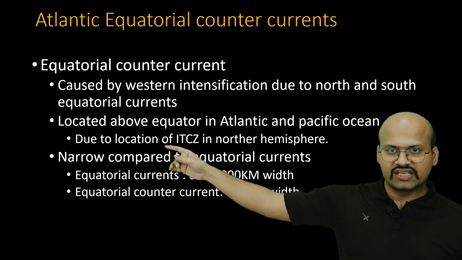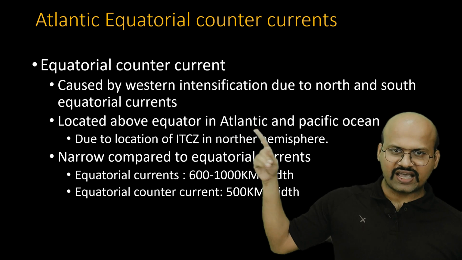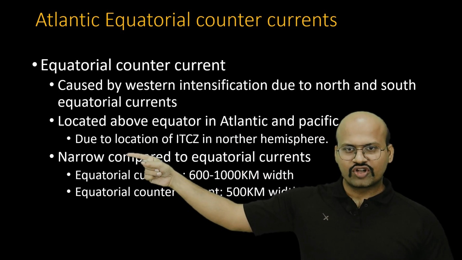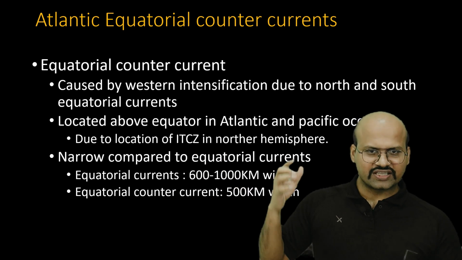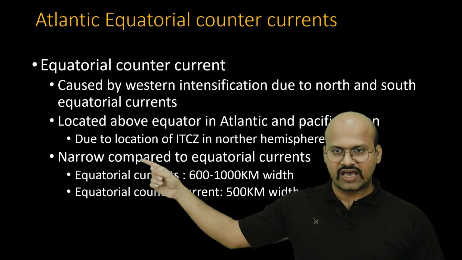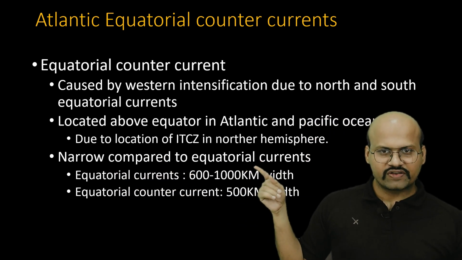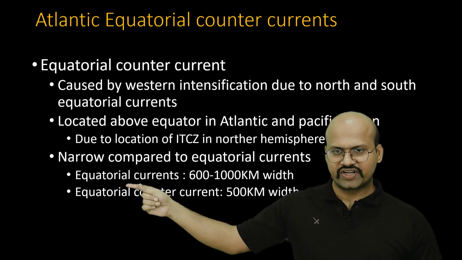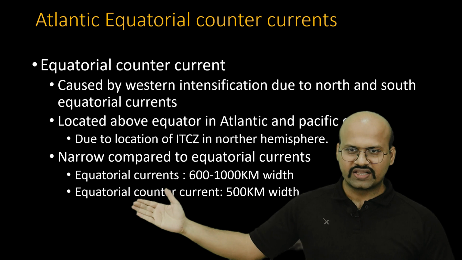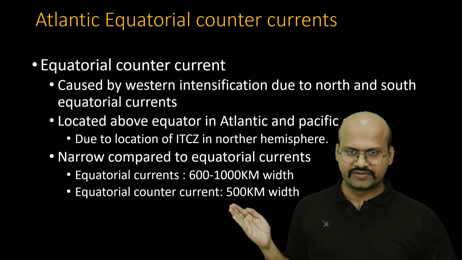Now the equatorial counter current is located above the equator in the Atlantic as well as in the Pacific, because the location of the ITCZ remains in the northern hemisphere throughout the year. And these equatorial counter currents are narrower compared to equatorial currents. We have earlier seen that the equatorial currents are around 600 to 1000 kilometers wide, while the equatorial counter currents are only 500 kilometers wide.